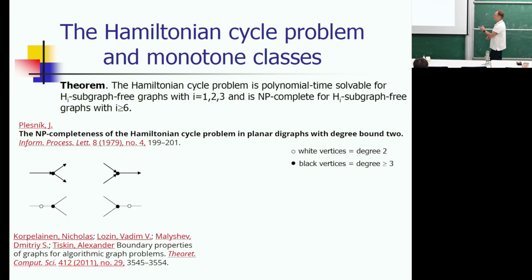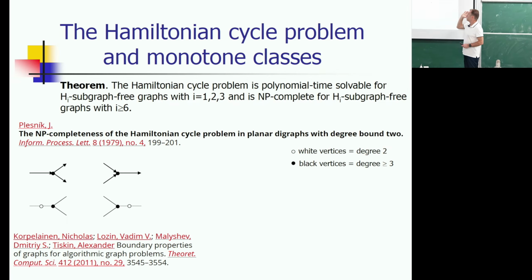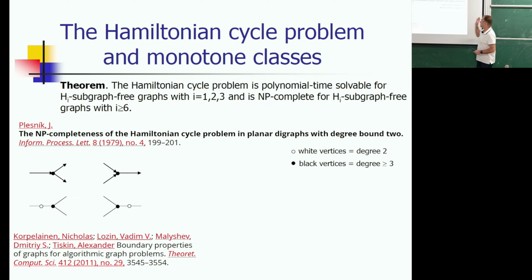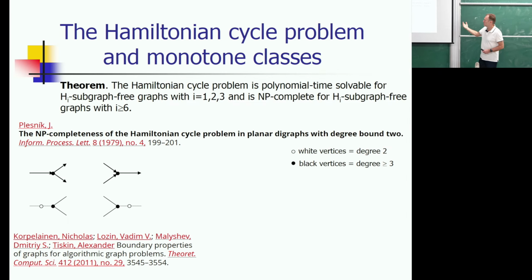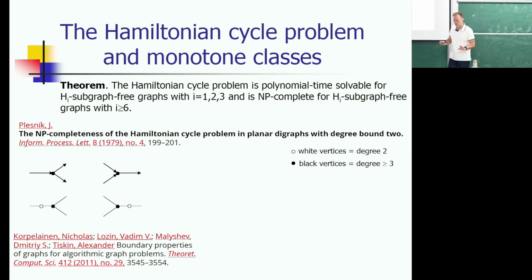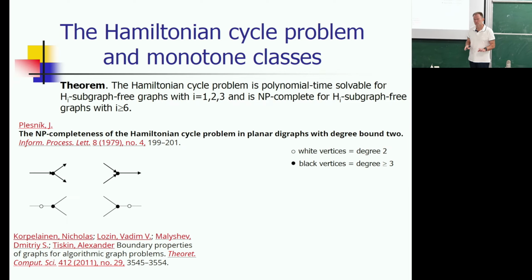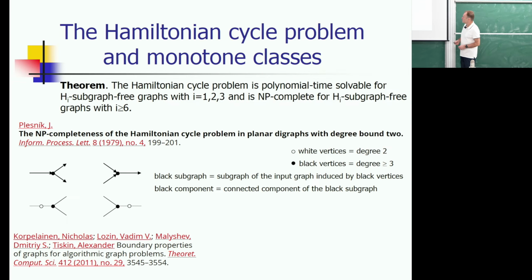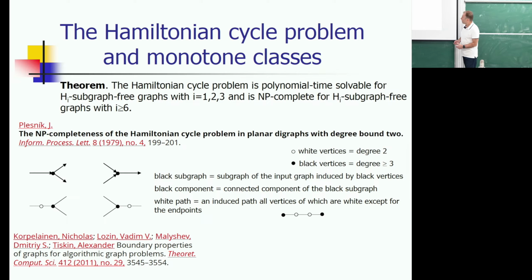So in general, I call vertices of degree 2 white vertices, and vertices of degree 3 or more black vertices. We can assume that our graphs do not contain vertices of degree 1 or 0, because we know that Hamiltonian cycles do not exist in such graphs. A black subgraph is a subgraph of the input graph induced by black vertices. And a black component is a connected component of the black subgraph. A white path is an induced path, all vertices of which are white, except the endpoints.